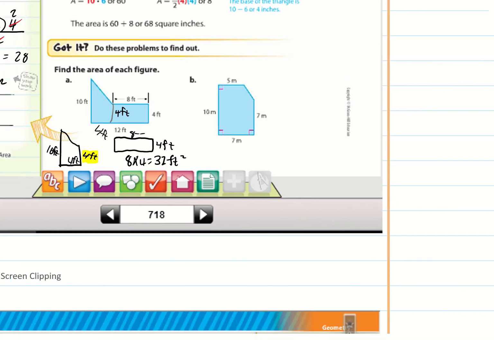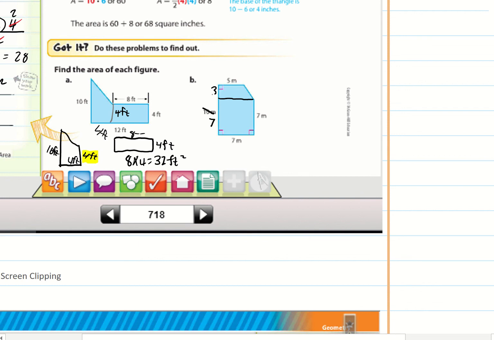So hopefully you tried B. I'm going to do it with you guys. So I have a square and a trapezoid. So one thing that kind of helps me out is I need to find this distance up here. And since I know this is 7 and this is 10, that means I'm going to cross this off.